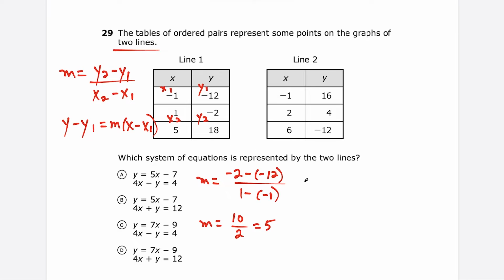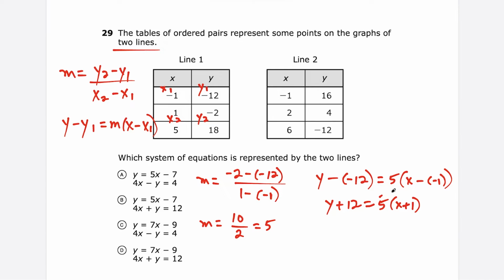So now what I do is I'm going to plug this slope and let's say the first point into the point slope form equation. So I'm going to have y minus y1 is equal to, so I'm going to use y1 is equal to negative 12. And now this is equal to, the slope is 5 times x minus the x value here, which is negative 1. And once again, I could use any one of these points to write the equation of the line. I'm going to get the same exact line. So now I have y plus 12 equals 5 times x plus 1.